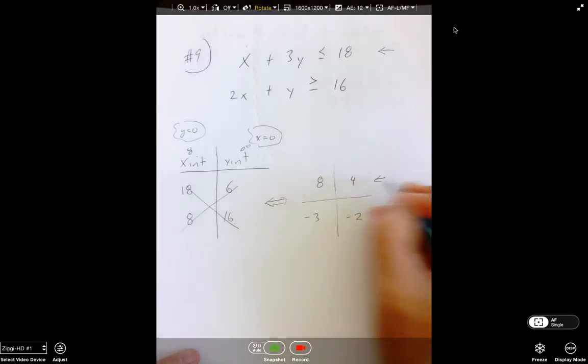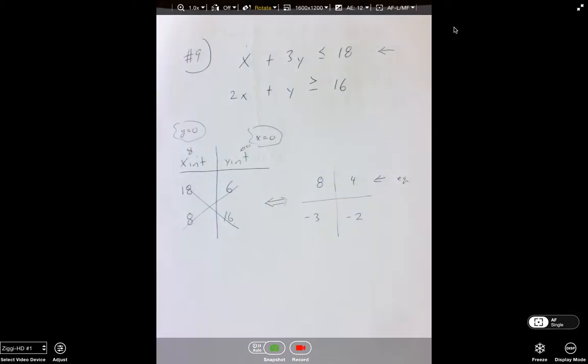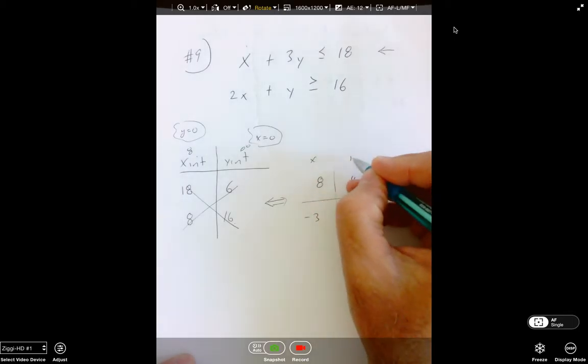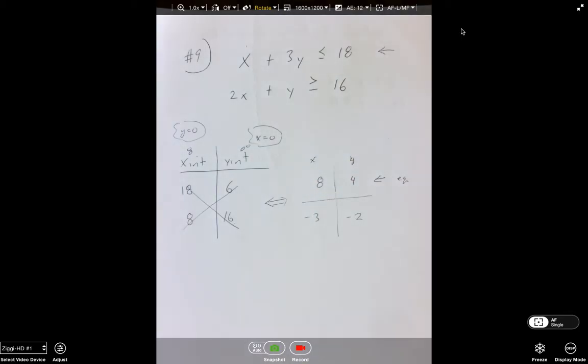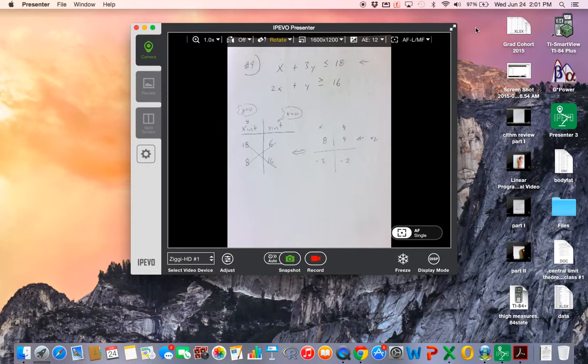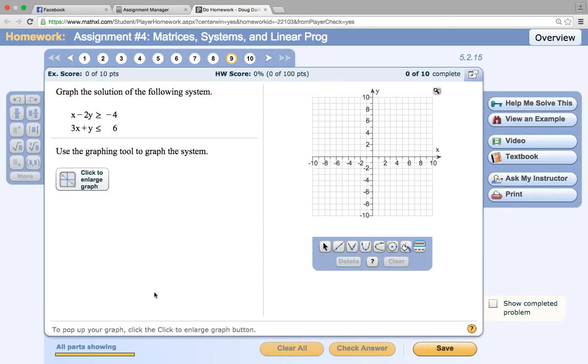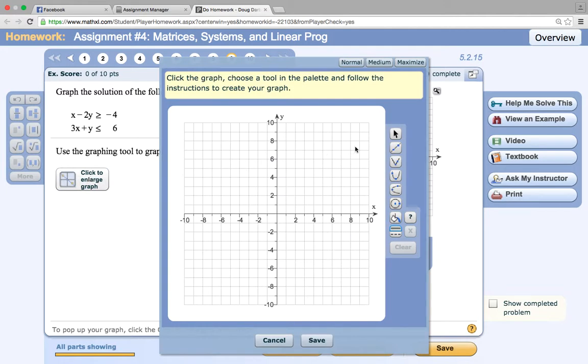So for my first equation, 8 and 4, I have an x-intercept of 8 and a y-intercept of 4. So what I would do on the first line is, I like to click this to enlarge it. So I'm going to come up here and choose this line, which allows me to create a line as long as I'm given 2 points. And if I have the x and y intercept, then I know I have 2 points, the x-intercept and the y-intercept.